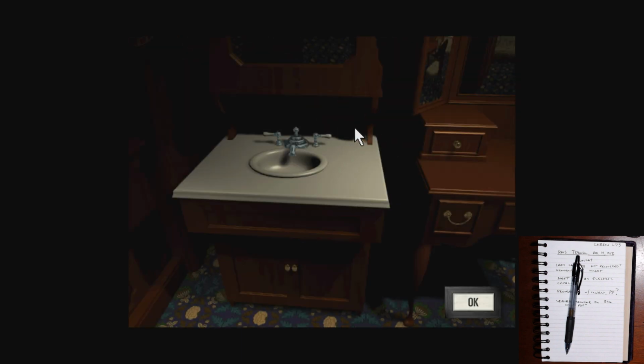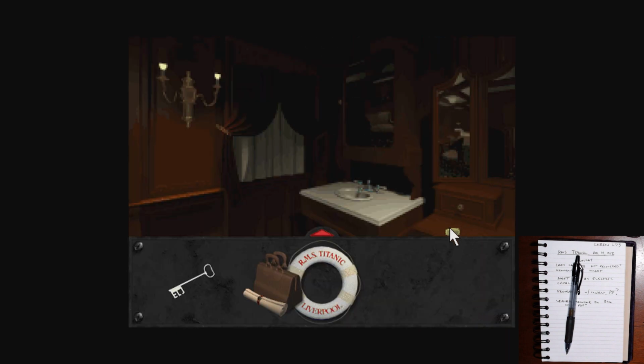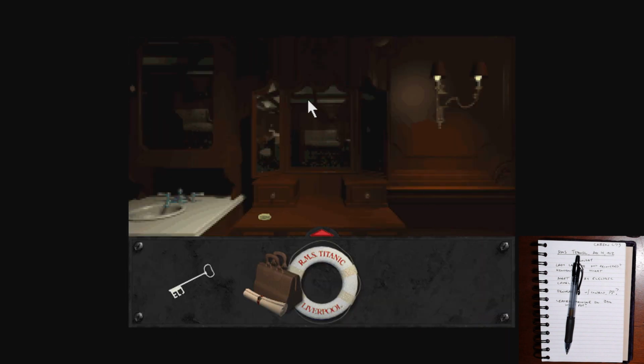I can freshen myself up in the sink. Turn the water on. There's nothing else to do here. I can't do anything with this vanity. I am apparently a vampire because I have no reflection.